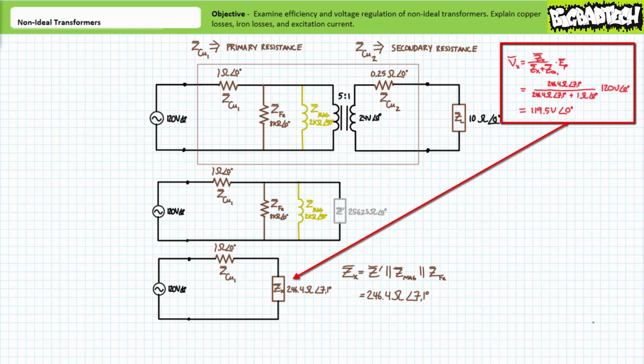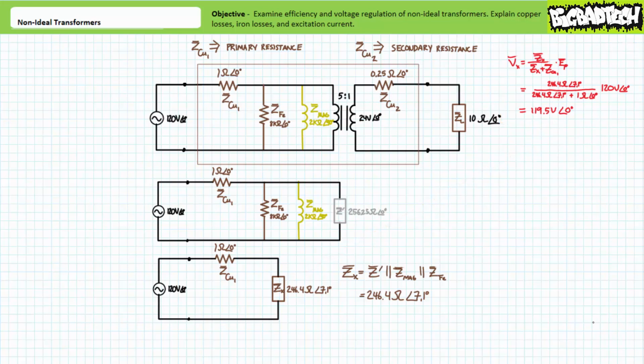Using the voltage divider rule, it can be demonstrated that the combined impedance ZX will experience a voltage drop of approximately 119.5 volts at an angle of 0 degrees. As we anticipated, a majority of the applied voltage is dropped across the combined impedance ZX. For those following along with these calculations, note that there will be an extremely small, almost negligible phase shift of 0.029 degrees, essentially 0 degrees.